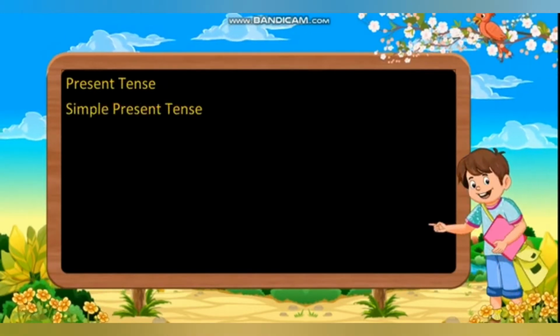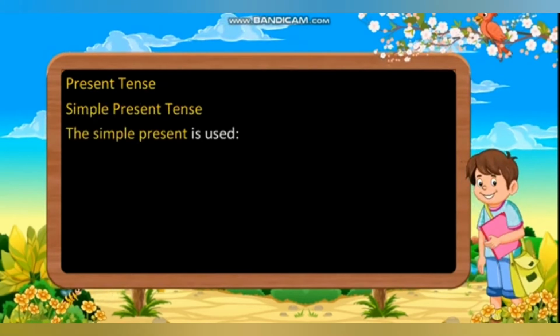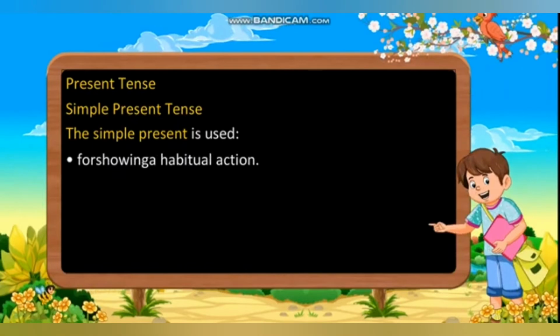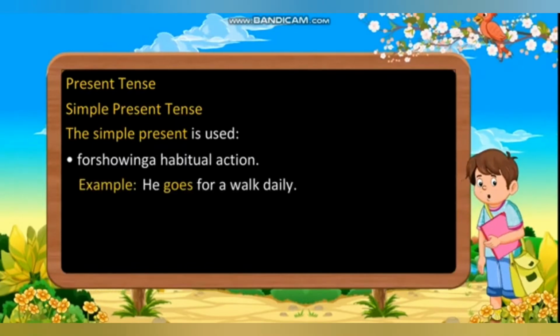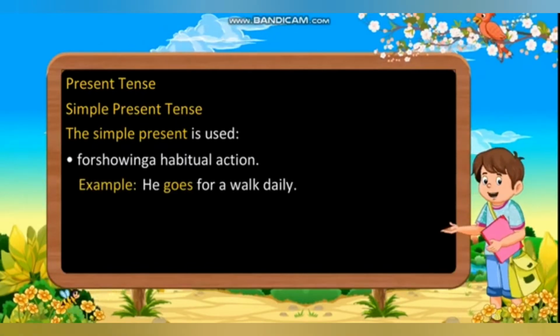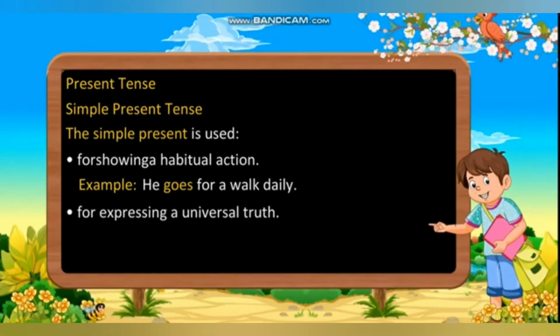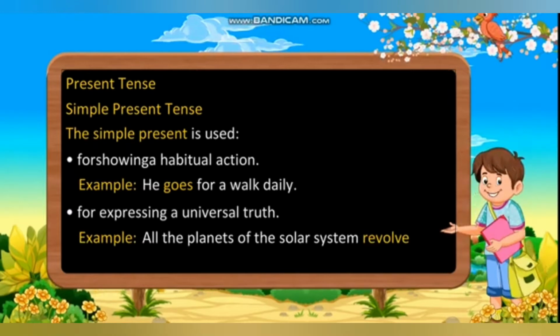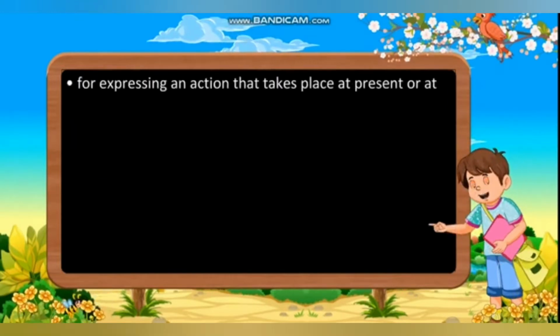Present tense. Simple present tense. Simple present tense is used for showing a habitual action. For example, he goes for a walk daily. For expressing a universal truth, for example, all the planets of the solar system revolve around the sun.